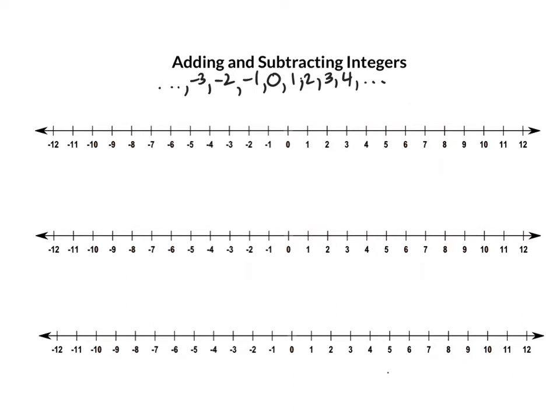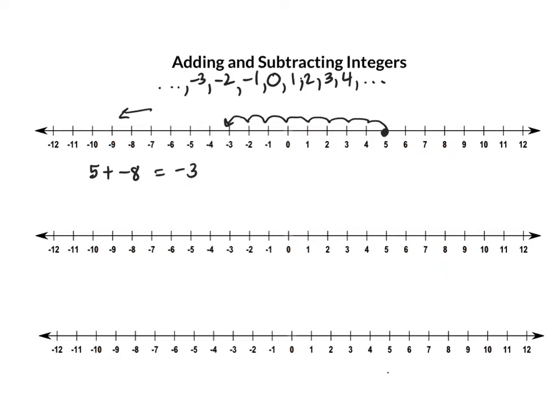If I ask you to add 5 plus -8, that means I'm going to start at 5 right here. And when I go -8, negative means I'm going in the negative direction. So I'm going to count 8 spots. 1, 2, 3, 4, 5, 6, 7, 8. And 5 plus -8 then is -3.